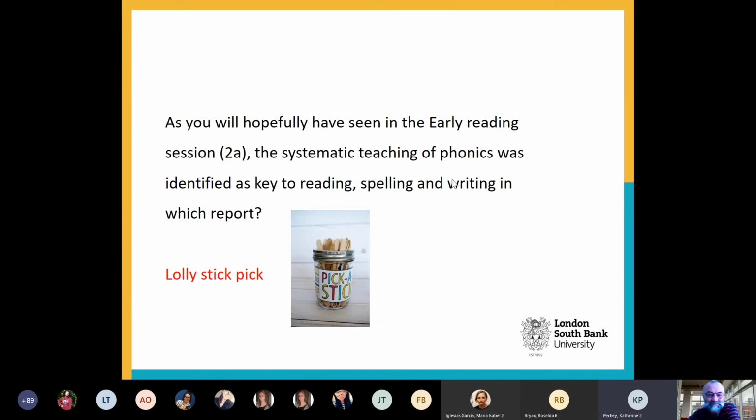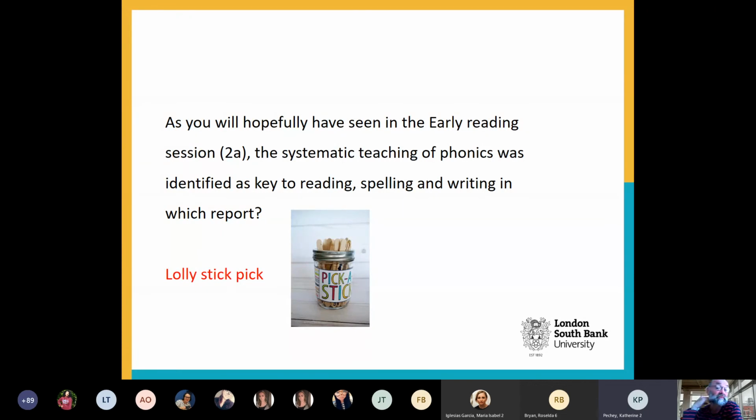But if anybody hasn't seen the early reading session, it's really important that you do get round to it at some point because it's a building block. So we have got lots of replies. I can't see the replies for a minute when they all pop up one after another, so bear with me. Yeah, I think Glenn pipped to the post: the Rose Review. So yes, it is in fact the Rose Review.